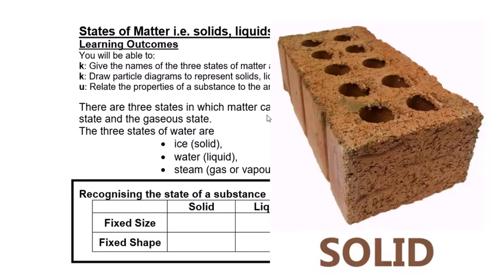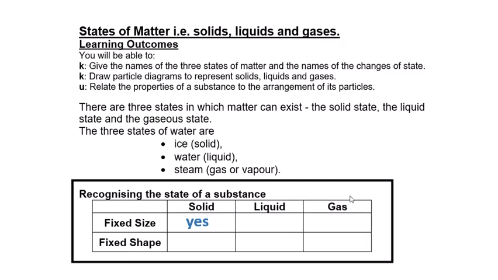So you should have seen solids. Quite often one of the examples we show of a solid is something like that, a brick. You're very familiar with it. And you know that solids have got a fixed size and a fixed shape. So basically, if you lift a brick, no matter where you put it, it keeps the size, and without taking a hammer and smashing it, you can't change the shape of it either.